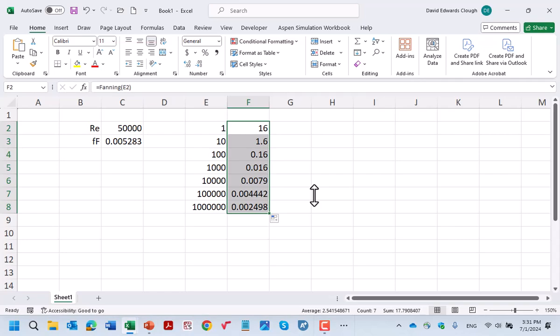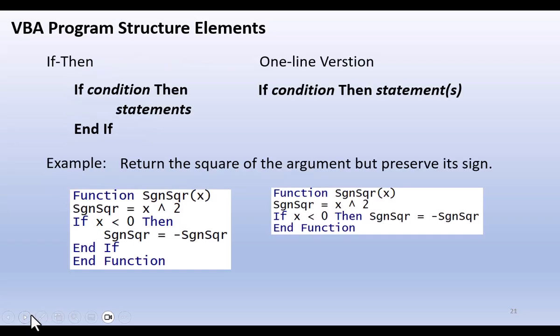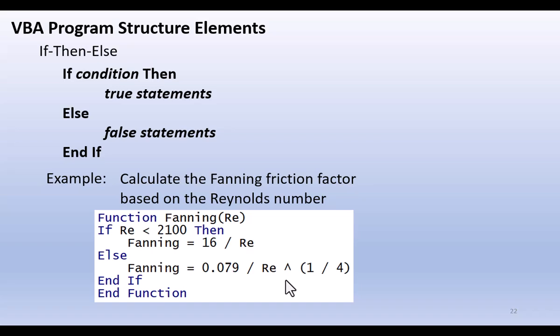And let's come back to the slides and look at those two examples. You'll see that the slides are helpful in explaining things. So we've got the if-then here, and you notice we indent, use the tab key to do that, or doing it in a one-line version. And this shows the two versions that we had for squaring something and preserving its sign. And then we have the if then else with two alternatives, and we showed that with the fanning friction factor example, okay?